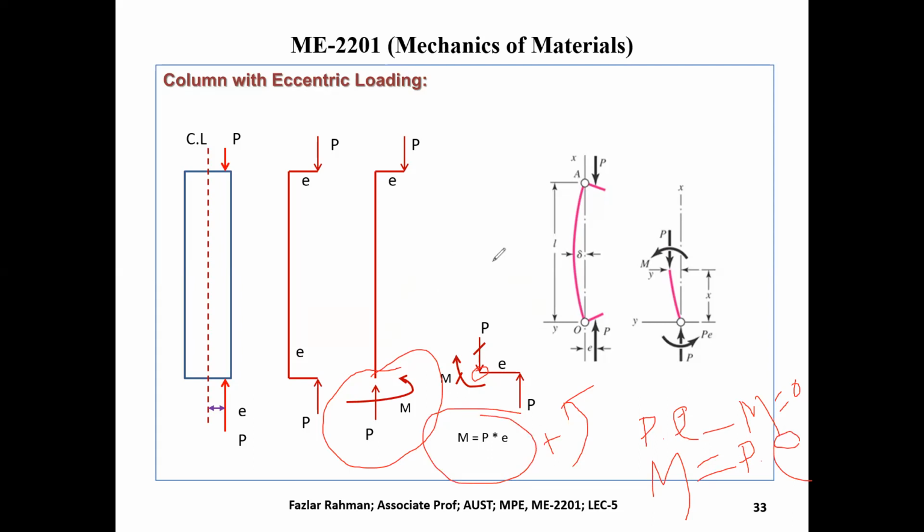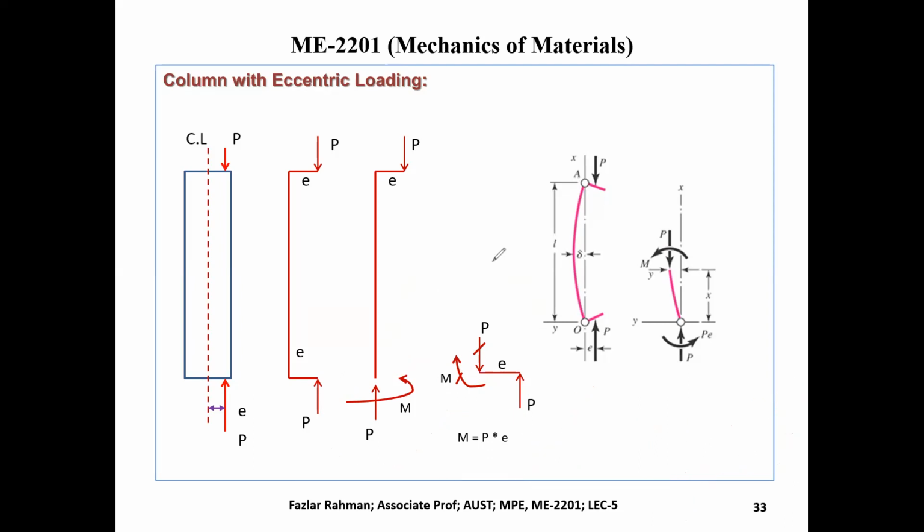Okay. Now, instead of showing the load at the eccentric point, I'm showing the load over here. You see, this way you can transfer a load from one point to another point. Okay. Now, I can say that with this condition, this beam is bending like that.